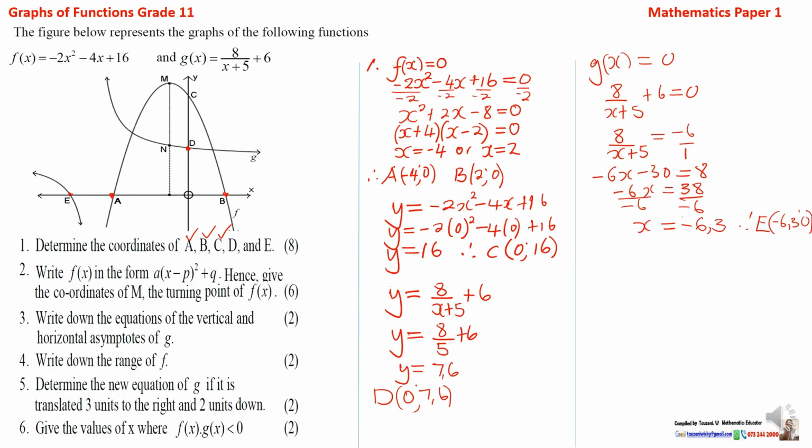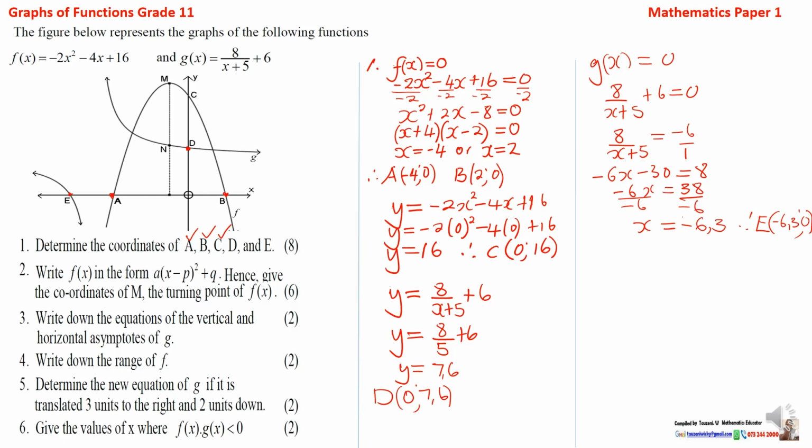I have calculated all the coordinates of points A, B, C, D required by this question for 8 marks. So the main concept applicable here is that to determine the x-intercepts of any graph, you substitute y with 0 and solve. To determine the y-intercept, you substitute x with 0 and solve the equation.